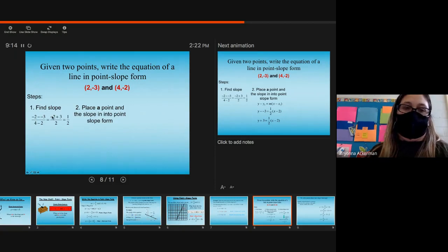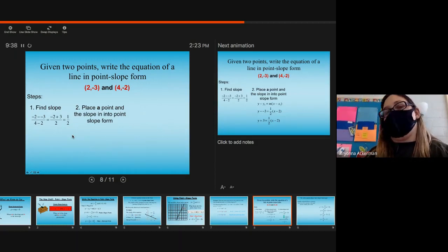So I end up with, on the top, let's clean it up a little bit, -2. A double negative becomes a positive. So -2 plus 3 will give me a +1. And then 4 minus 2 just gives me 2. So my slope is now 1/2. What's that formula called again? It's just to find the slope when you're given 2 points.